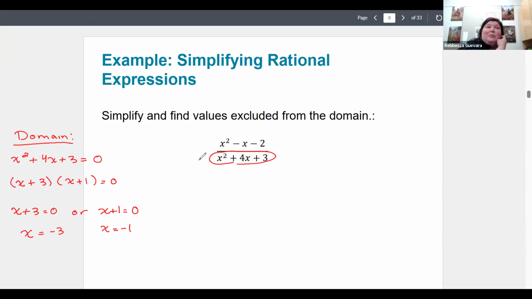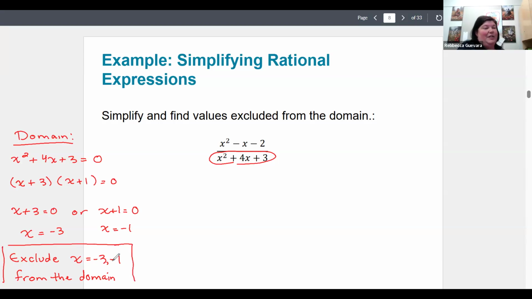So these two values, if I plug them into this polynomial, will result in the denominator being 0 and it is undefined. So we exclude x equals -3 and -1 from the domain. Notice here that when I write the numbers that I'm excluding, I am putting them in numerical order. I'm going smallest to largest. You'll have to do the same in your homework. Okay, so now we're going to simplify.